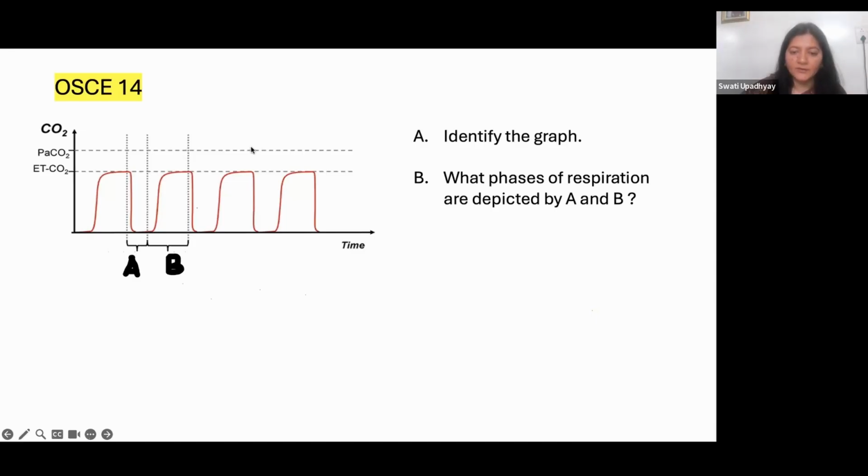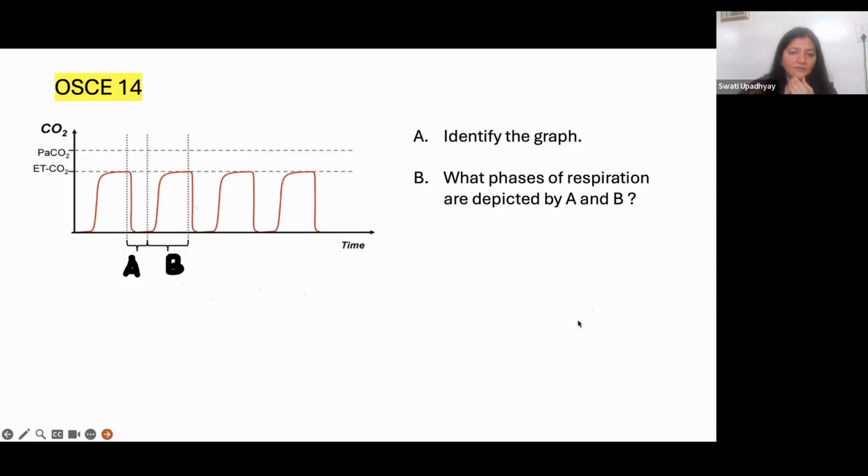Okay, it is CO2, right? What is it called? Capnograph. Very good. And what phases of respiration are depicted by A and B? Yes, I think all of you have got it right. It's a capnograph, which is displaying the exhaled carbon dioxide concentration over time. So what phases are depicted by A and B?